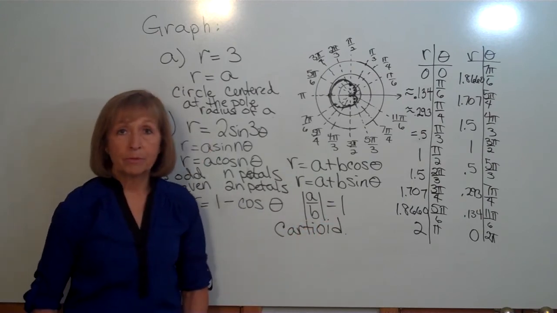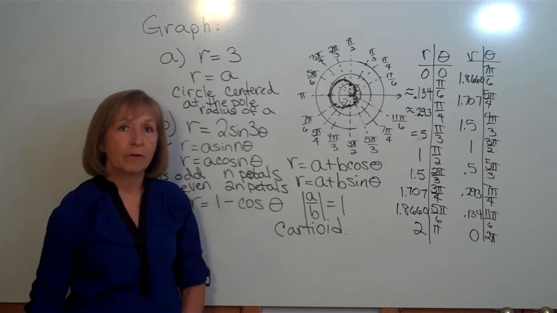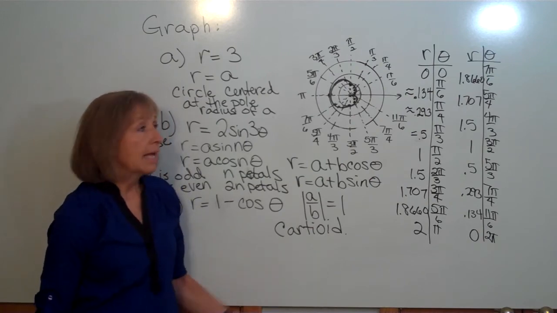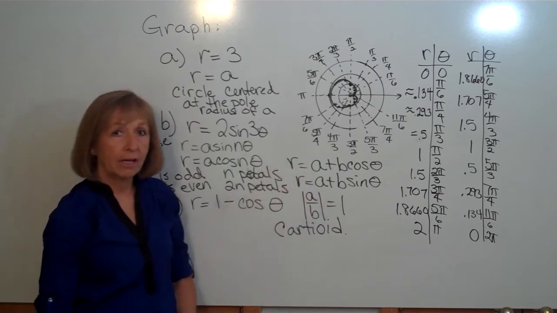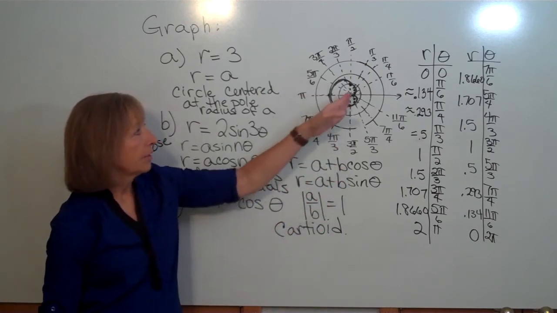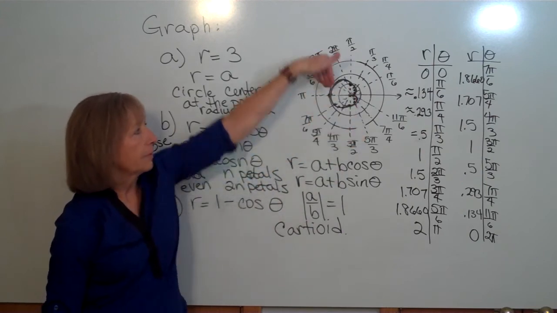It's actually a subgroup of classification of polar equations that make what's called a lemniscate. But this one specifically for the cardioids, with the cosine, it's going this way. With the sine, it would go either that way.